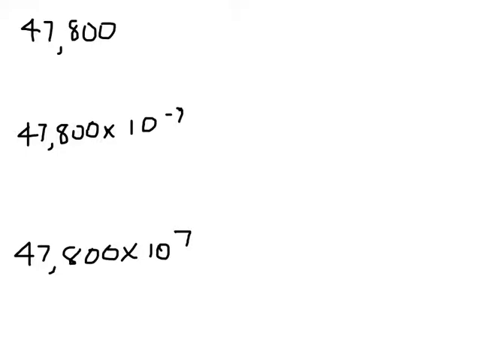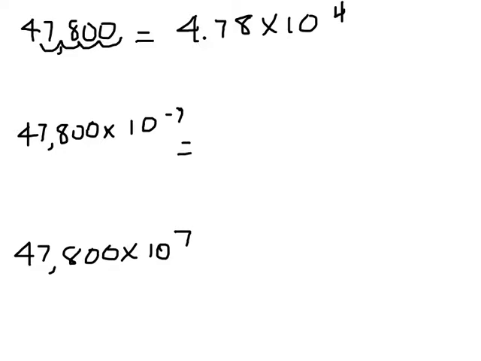Okay, 47,800, and it's going to be written 3 different ways here. We're going to change this to scientific notation. So let's see, 1, 2, 3, 4. So we would put 4.78 times 10 to the, we know it's going to be fourth. We moved it left, so it's positive 4.